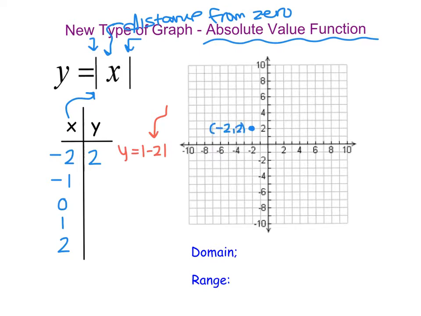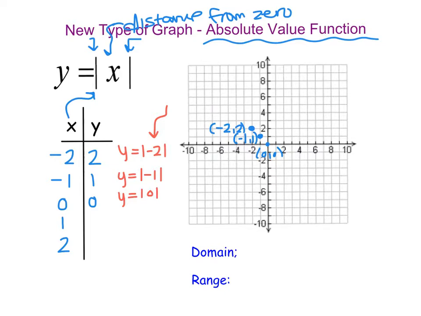Then I look at my next point, and I see I have x is -1, so we're finding the absolute value of -1. Well, -1's distance from 0 is 1. So I have x is -1, y is 1. Then I go to the next value. Y is equal to the absolute value of 0. Well, 0's distance from 0 is just 0. So here I have the point 0, 0.